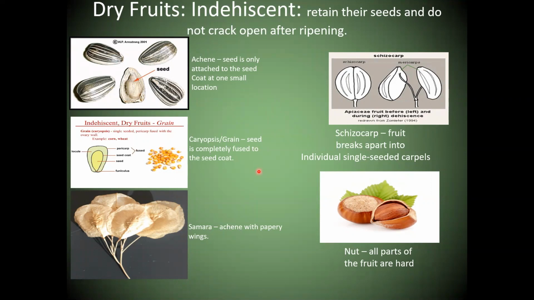The best example is corn. Samara is the third type, where it's a modified form of an achene where the fruit has modified wings that help it to disperse through wind. Schizocarp is a situation where the entire fruit breaks open, though it doesn't completely crack open.